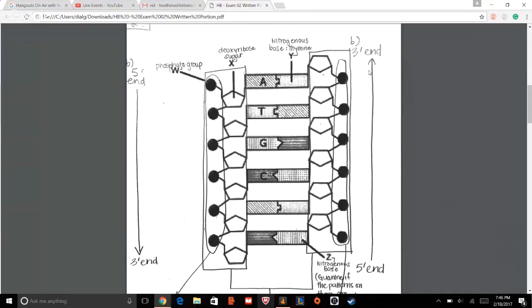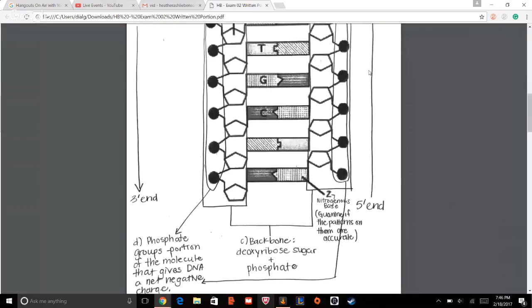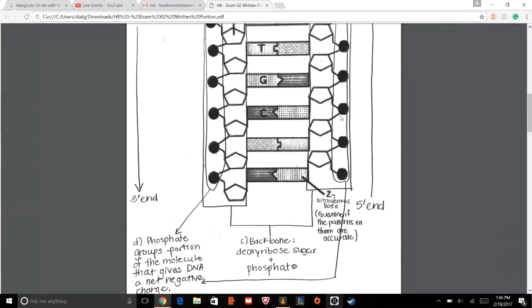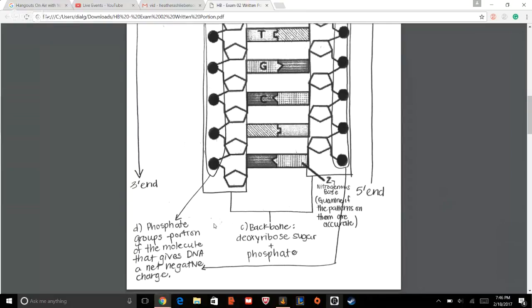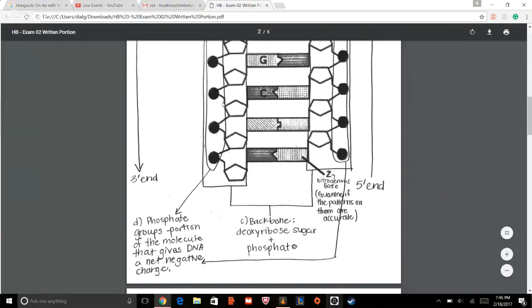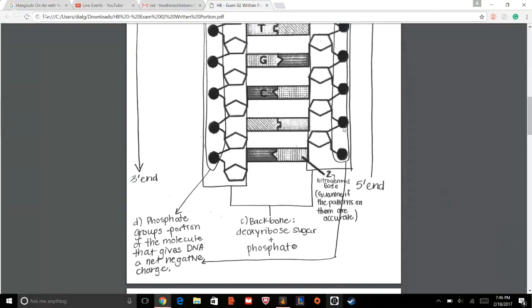Then it wants to know where the backbone is. And the backbone is the deoxyribose sugar plus the phosphate. So that is these portions on both sides here. Then it wants to know what portion gives DNA a net negative electrical charge, and that would be the phosphate groups. And those are here, these big black looking dots on both sides, those are the phosphate groups, and they give the DNA molecule a net negative charge.